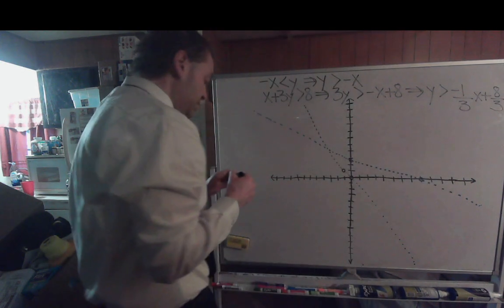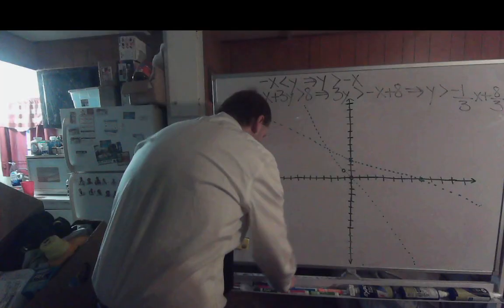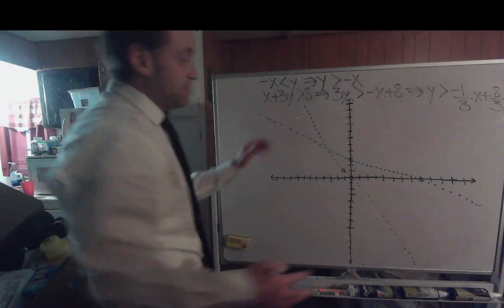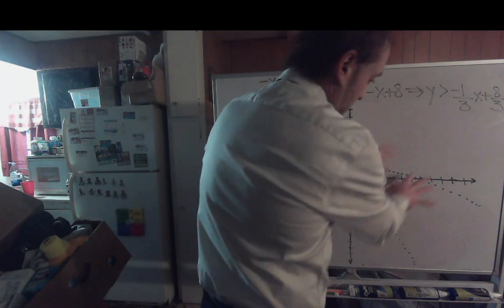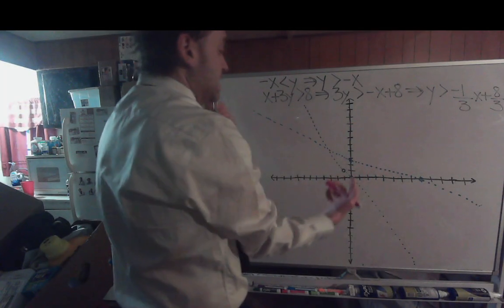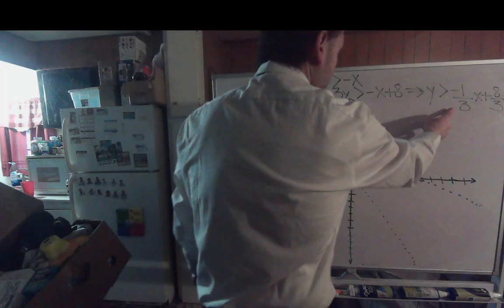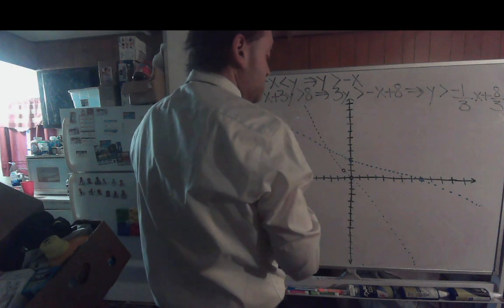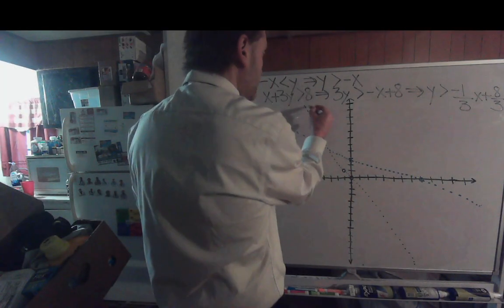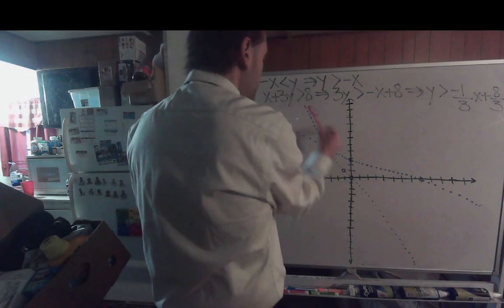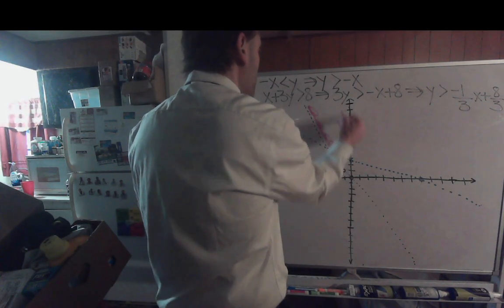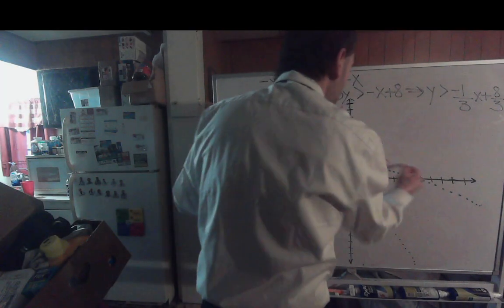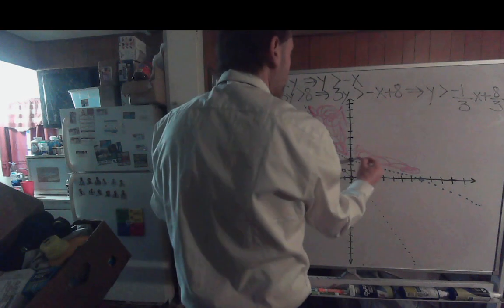So we need to shade the region that meets both criteria. So if y is greater than negative x, that's going to be above this purple line, or a little bit more to the right of it, above it. And then if y is greater than negative 1/3 x plus 8 thirds, it's going to be above the blue line. So you're going to shade this region right in here. Shade this part and all up through here.